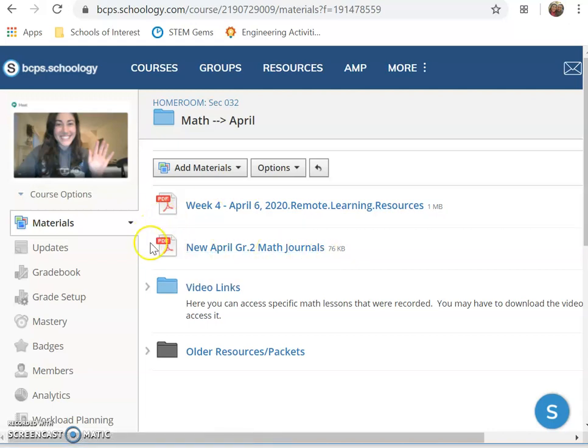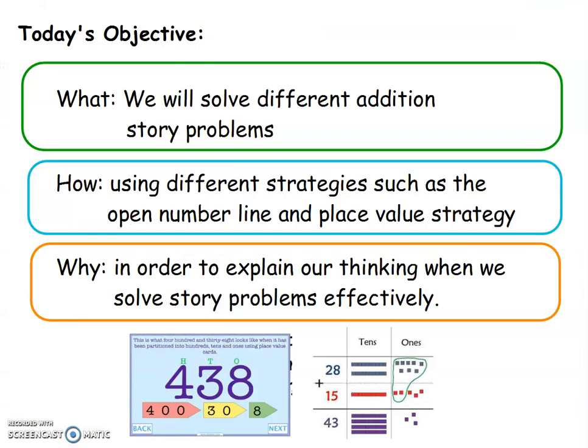Okay, so you can open this up and there are a lot of math journal prompts that you can work through for this month. And when I solve certain math journals for you to watch, I'll put them in the video links, and then you can check your work after you solve them. So I'm going to show you just the very first one so you know what we're looking for. We're really focusing on explaining our thinking using words.